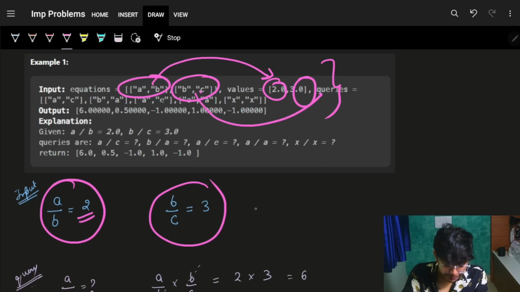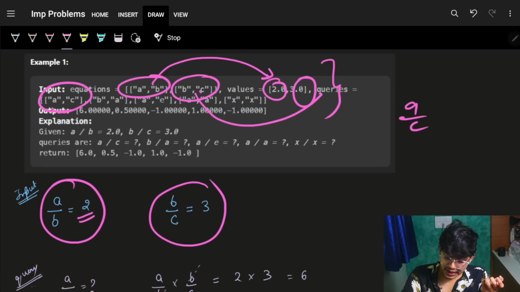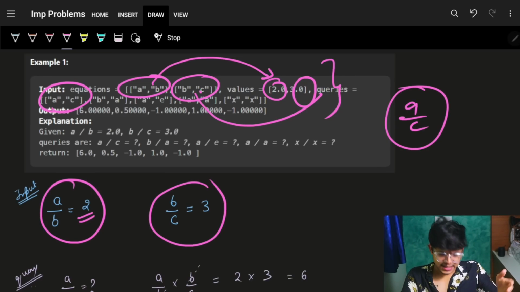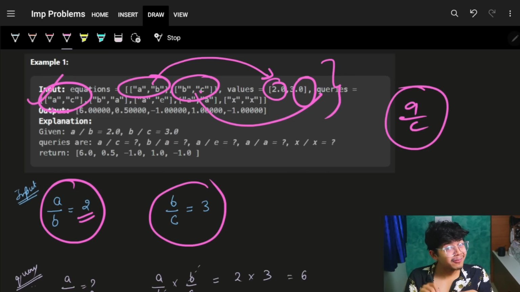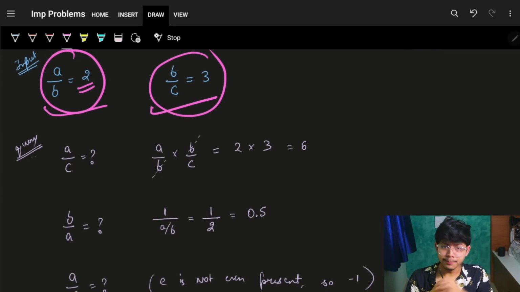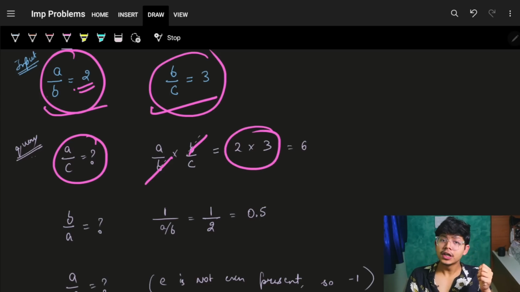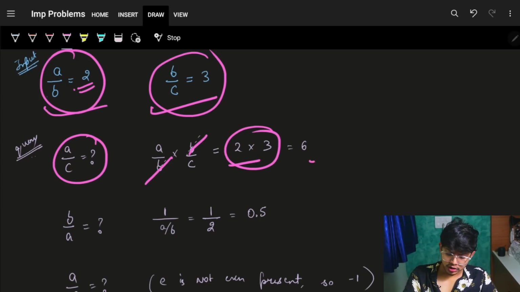Now for this input, I have to find the output. I have to find the value of A upon C, which is queries of A comma C. I have A upon B and B upon C. Mathematically, we can easily find A upon C: if I multiply A upon B by B upon C, the B cancels and I get A upon C. So it is the multiplication, 2 times 3, which is 6.